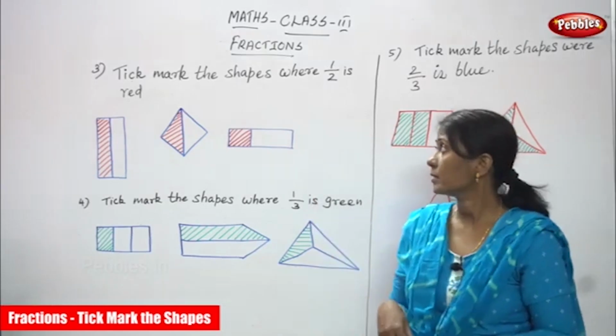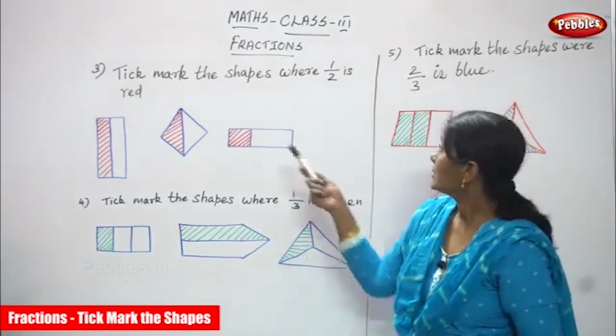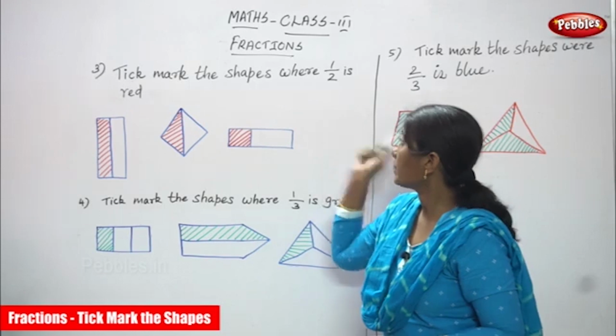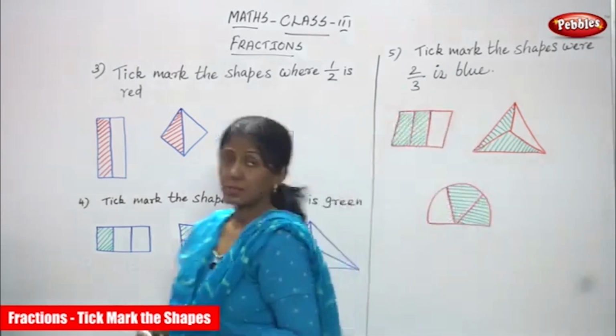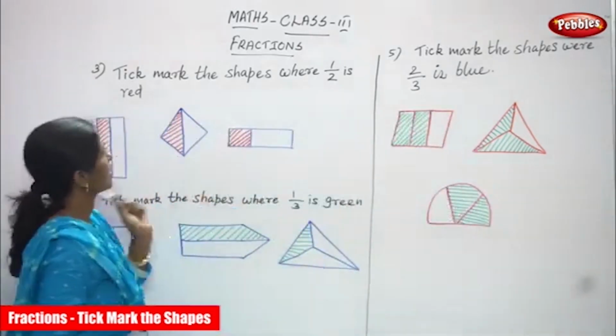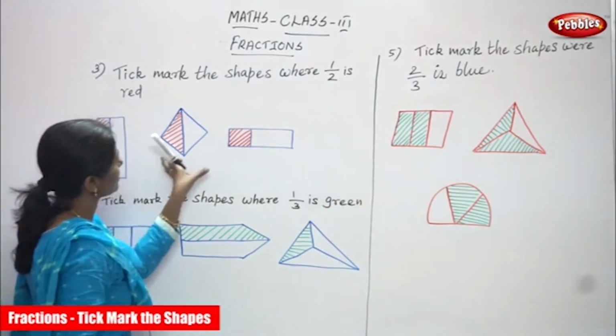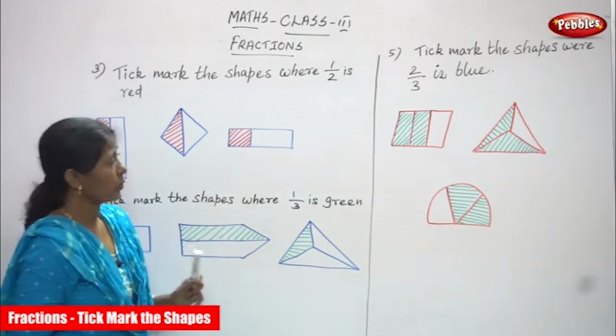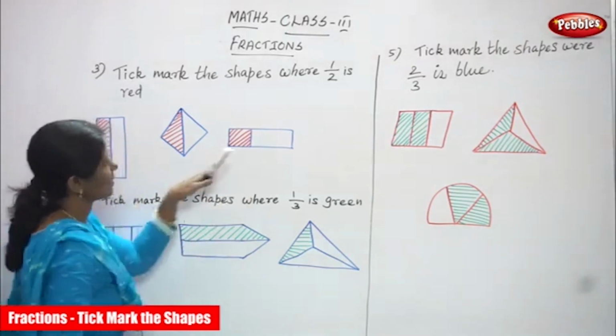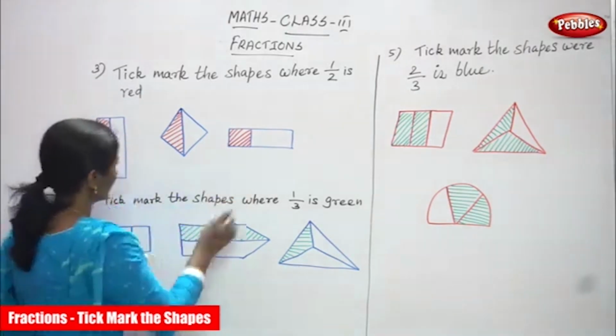So now we are going to see the third sum, that is, tick mark the shapes where 1 by 2 is red. Okay, tick mark the shapes where 1 by 2 is red. What is this? A rectangle. This is a triangle, and this is also a triangle, but it is in a vertical size, it is in a horizontal. Okay, horizontal direction.